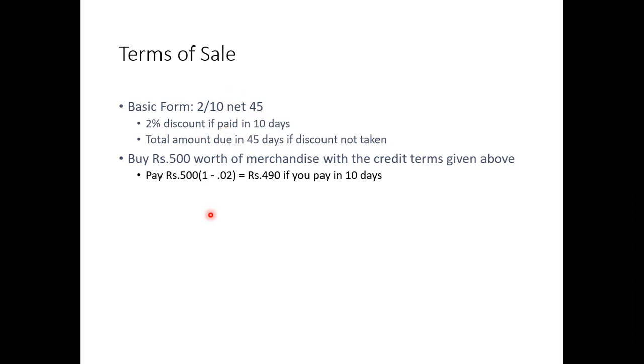So for example, buy 500 worth of merchandise with the credit terms given above, this term 2/10, net 45. Which means if a customer gives you the money within 10 days, how much will they give you? The original amount is 500. You promise them a 2% discount if they settle within 10 days. So you will receive 98% of your original amount. That is equal to 490. And if the customer has not paid within 10 days, you will definitely get 500 if they pay.